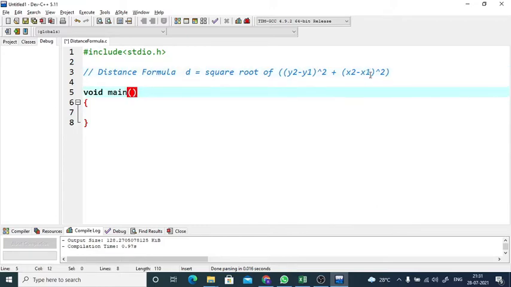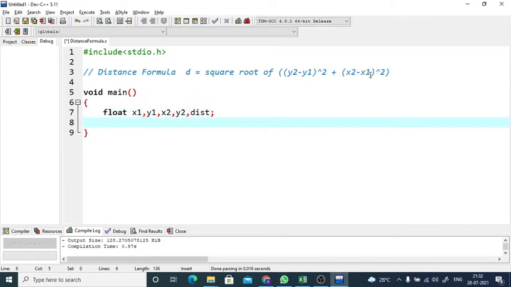Now how do we do that? Let us see. The input that I'll be taking would be 4 coordinates of your 2 points. So we will require float x1, or maybe we are taking it as float so that fractions can also be taken. x1, y1, x2, y2, and for distance we are keeping d, or maybe you can even go for dist.